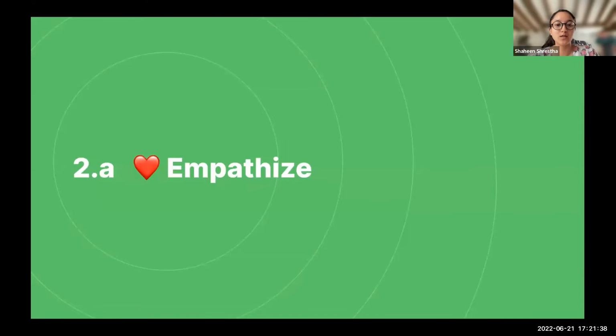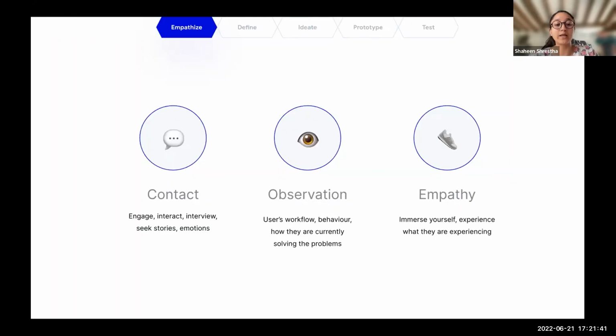Now empathize. As I said before, there's contact, we observe, and then we empathize. In contact we engage, we interact with the client, our user, our target audience. We interview them, we understand their stories, we talk to them basically, so that we understand where they're coming from. In observe we observe their behavior, their body language, and we try to gauge from their way of thinking and doing how they are currently solving that problem. It could be right or wrong, that's a different thing; we just observe without any judgment as much as possible.